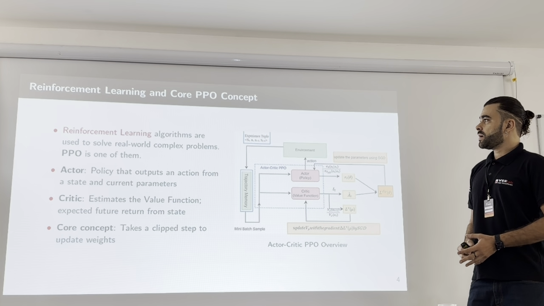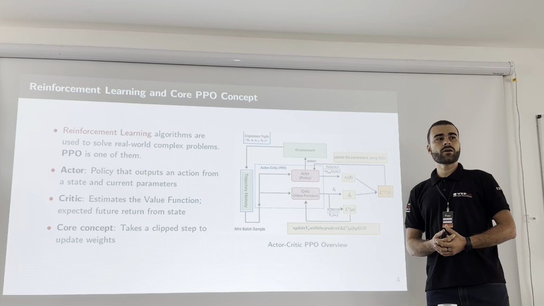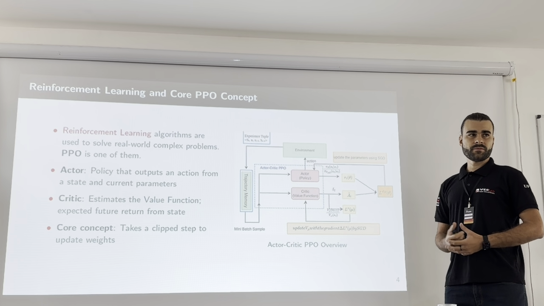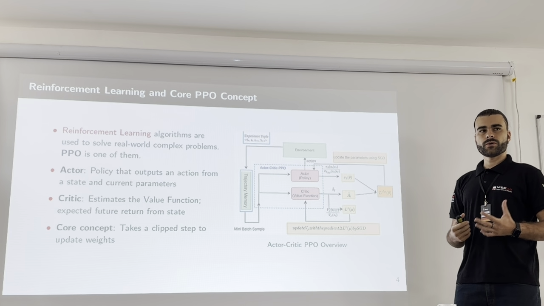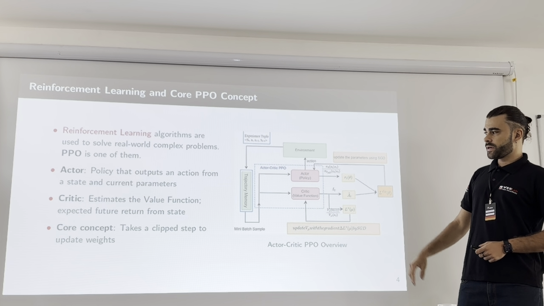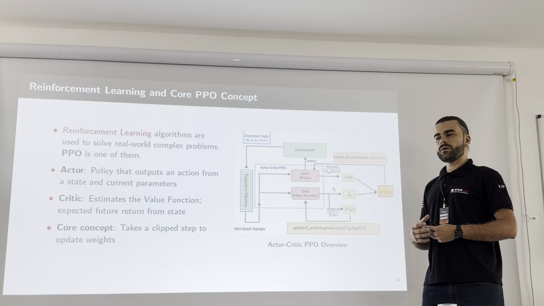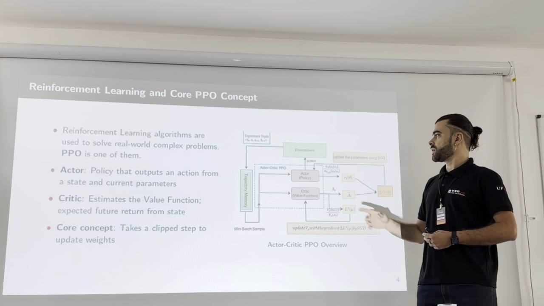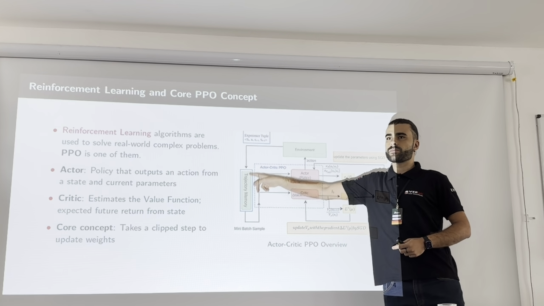So reinforcement learning has been widely used and is being used more and more in solving complex real-world problems. And PPO, which stands for Proximal Policy Optimization, has been widely used as well and has shown pretty good success rates on solving real-world complex problems. So here we have an overview of an actor-critic PPO. On a basic reinforcement learning level, we have the environment, and we're training an agent to interact with the environment. The agent takes actions in the environment, reaches a state and collects rewards.